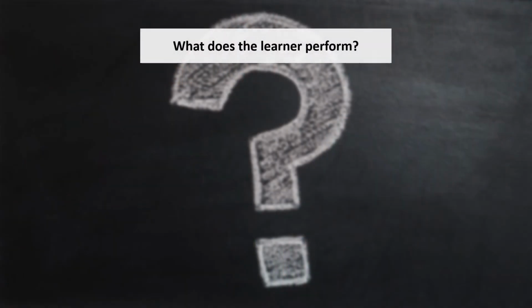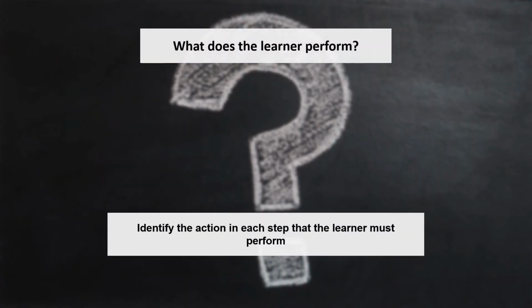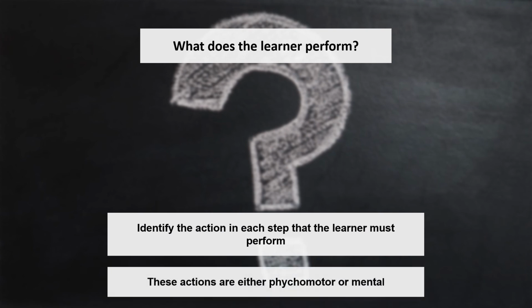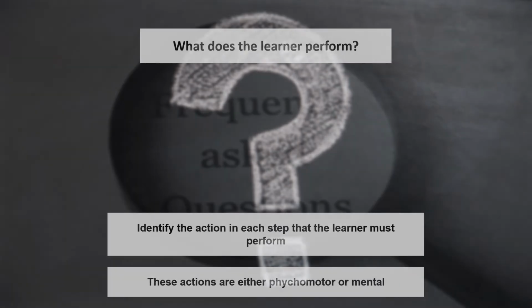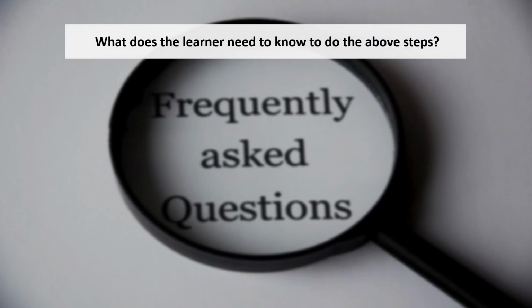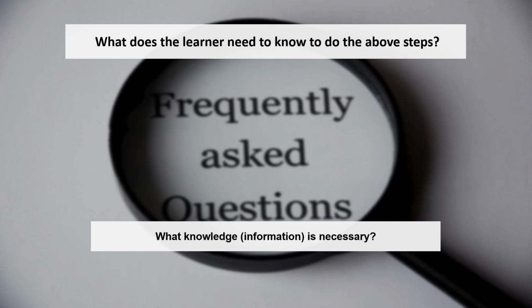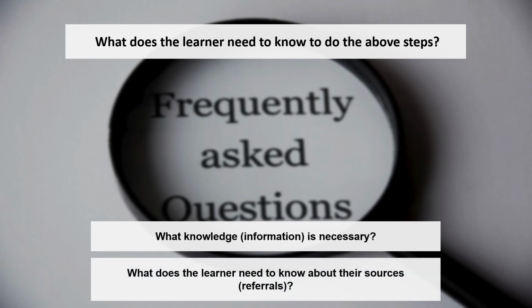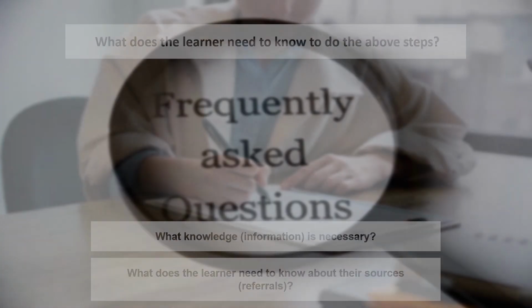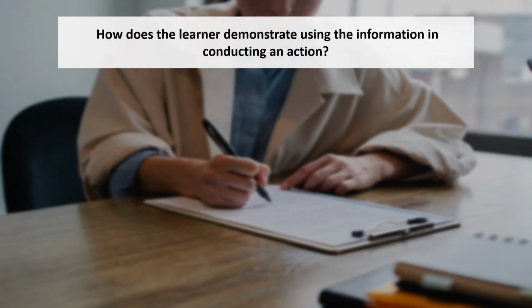So what does the learner perform? To identify the action which the learner must perform. These actions are either psychomotor in nature or mental, or they involve cognition in nature. So what does the learner need to know to do about these steps? What knowledge or information is necessary? What does the learner need to know about the resources for further doing the work on it, the referrals or the references?